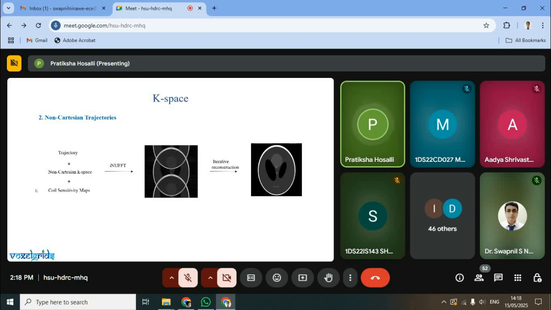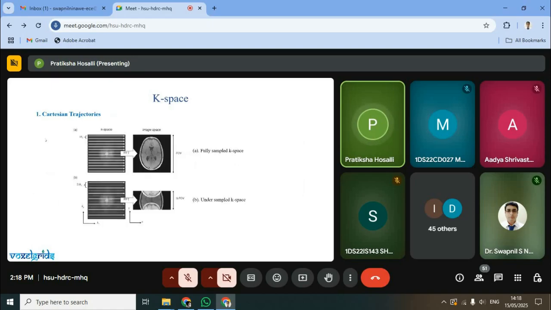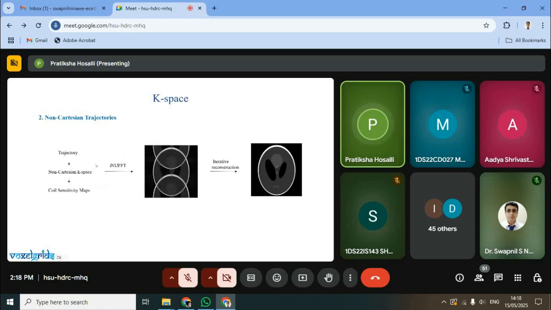But here we can't do a direct fast Fourier transform, because the data is not in a linear way. It's in a non-linear way. So we do NUFFT, the non-uniform Fourier transform. After that also we get these artifacts. If you see here, these are called Gibbs ringing, and this ghosting. Everything will come. So to solve that, we have time variant functions.